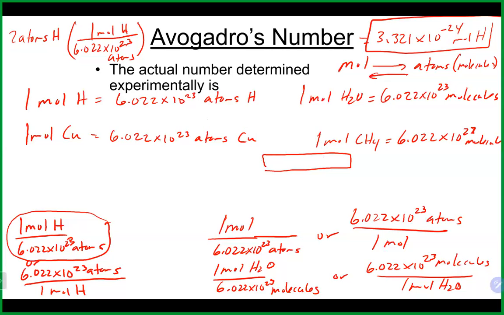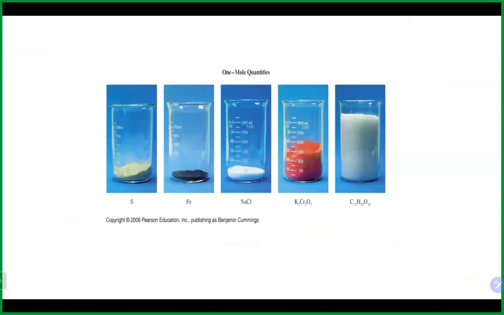Let's see here. Where's that picture? All right, so each of these represents a 1 mole sample of each of these things, right? Why are there different amounts? If we look at the periodic table for sulfur, it says 32.07 underneath it, right? Which means 1 mole of sulfur is only 32 grams.